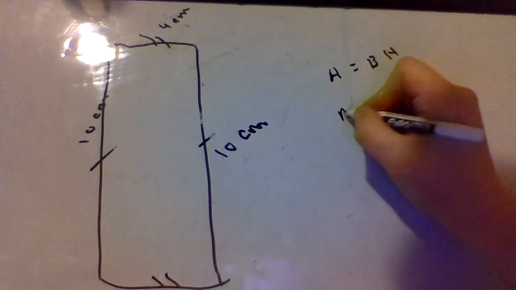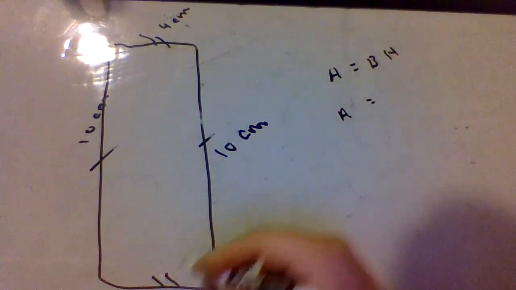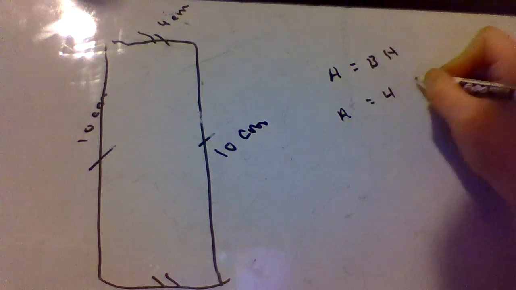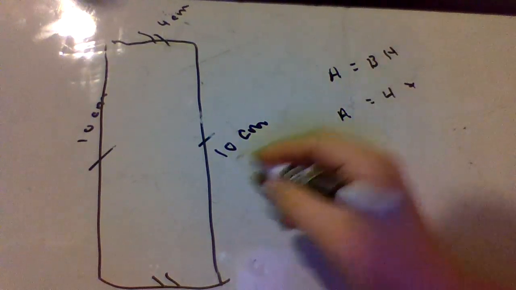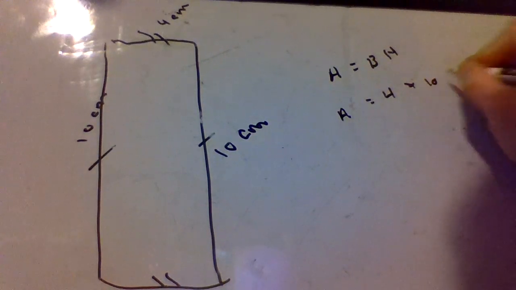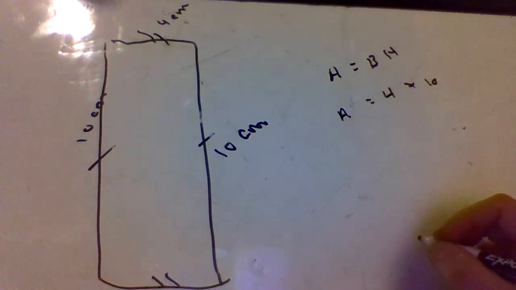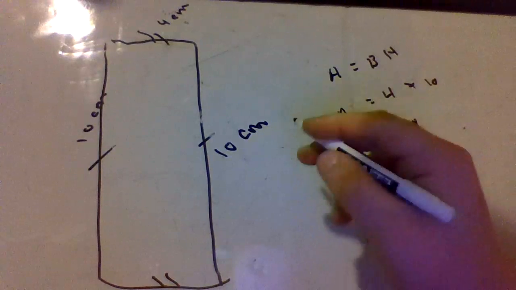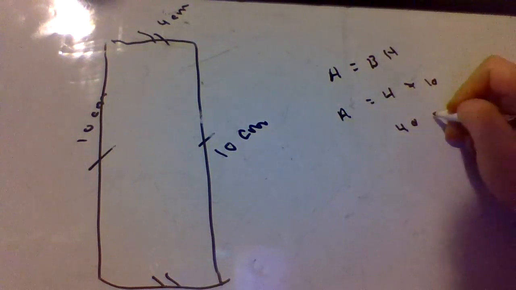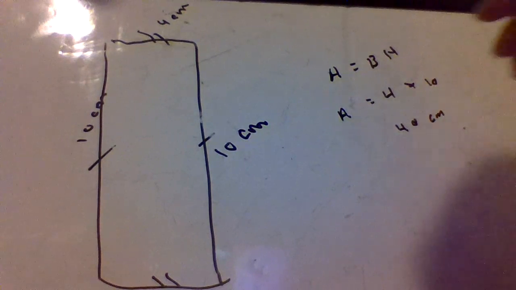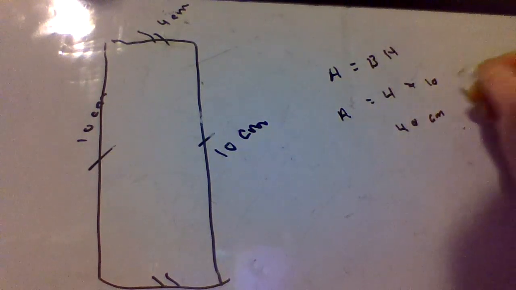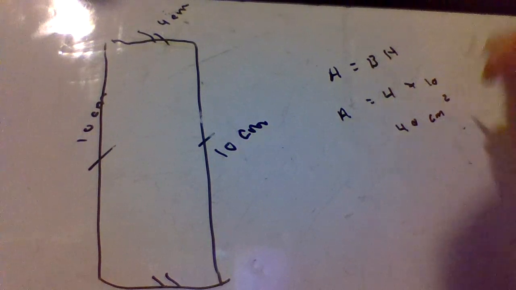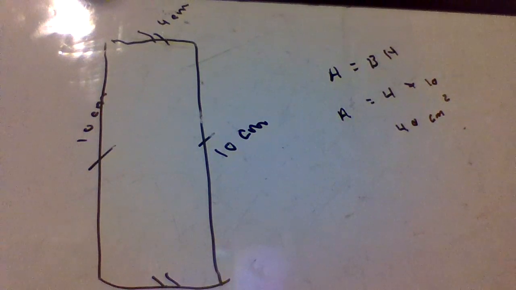So area equals the base, which is 4, times the height, which is 10. And 4 times 10 is what? Right, 40. Now our unit is centimeters. And remember, anytime we're doing area, it's centimeters squared. So our area here is 40 centimeters squared.